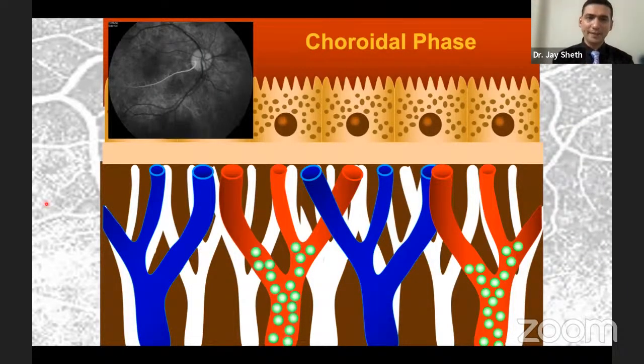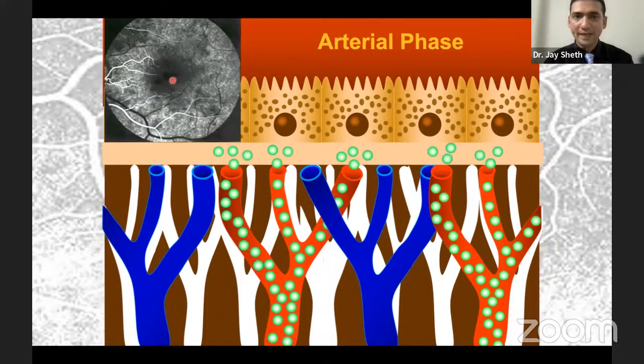Now to break it down and simplify it further, we will go through the phases again. This is the choroidal phase, where these are the dye molecules that are entering into the choroid. Here we can see filling of the cilioretinal artery. This is followed by the dye appearing beyond the choroidal arteries and into the retinal arteries, and the circulation can be seen in this phase.